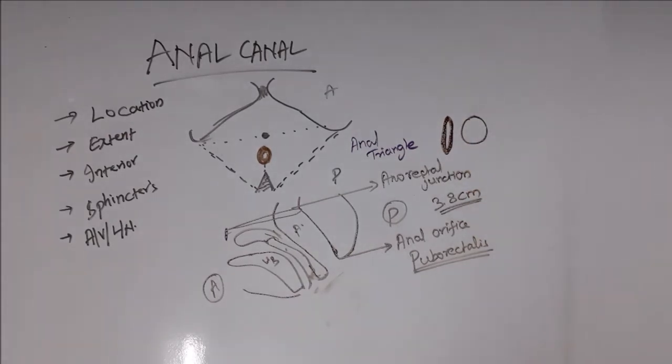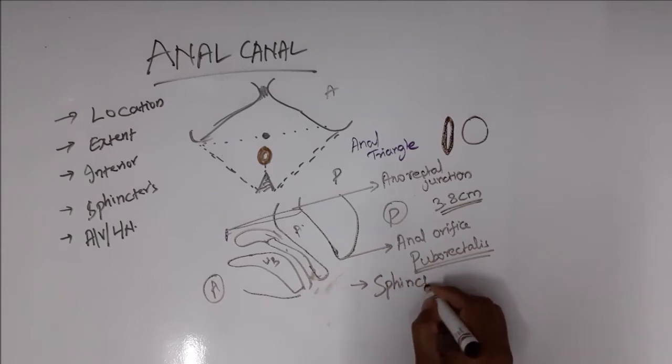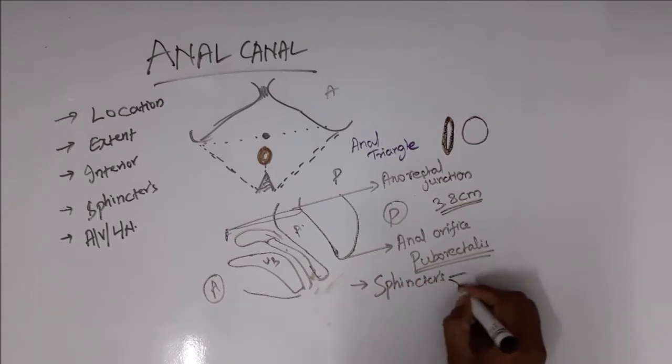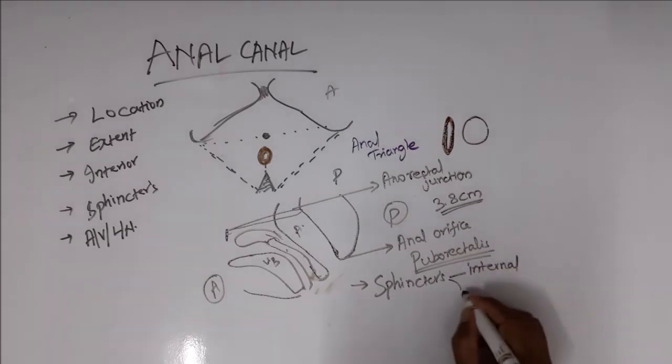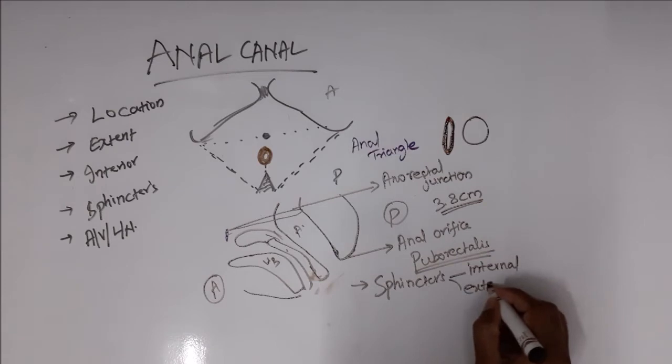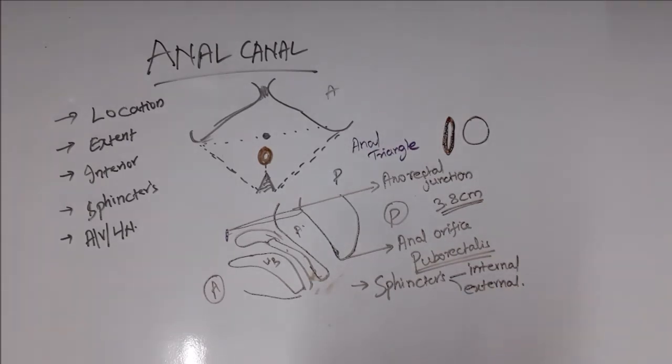Then what are the other things related with this anal canal? The anal canal is supported by two muscles, two sphincters. One is voluntary and the other is involuntary. One is the internal anal sphincter and the other is the external anal sphincter. So this is regarding the location, and next is how it is related with other structures.